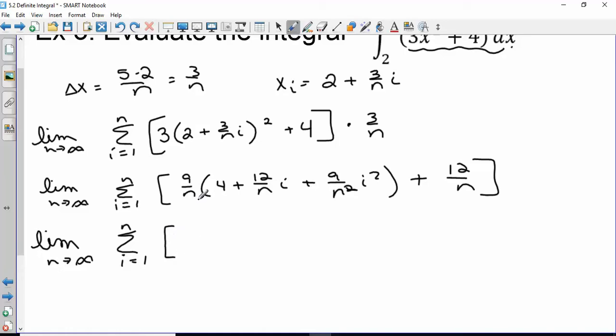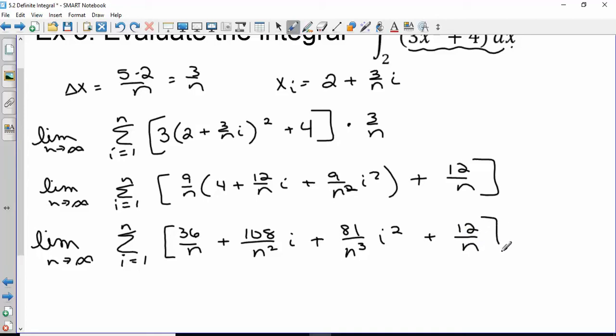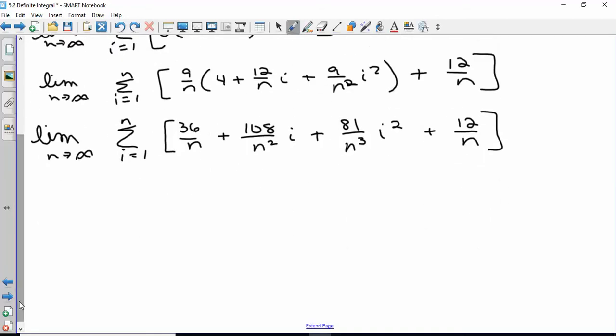So now if we distribute, we get 36 over n plus 108 over n squared i plus 81 over n cubed i squared plus the 12 over n. I realize this is a lot of work. Have I lost anyone?